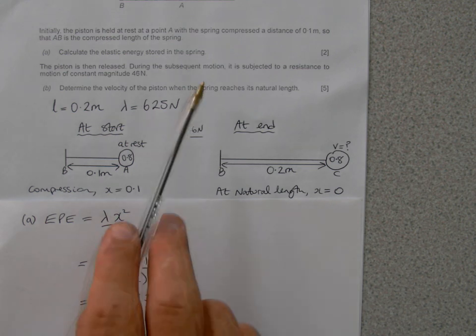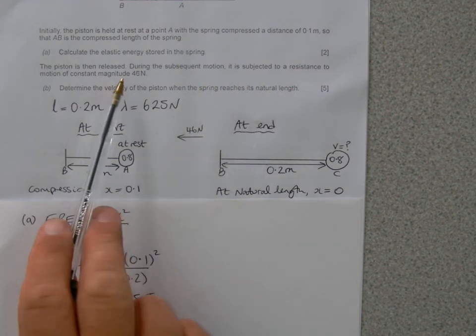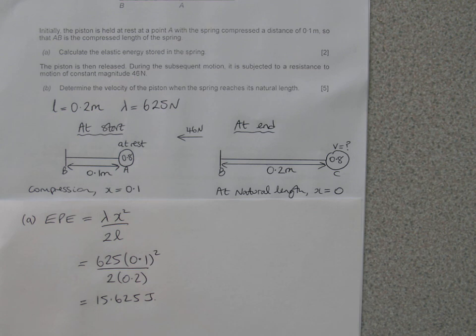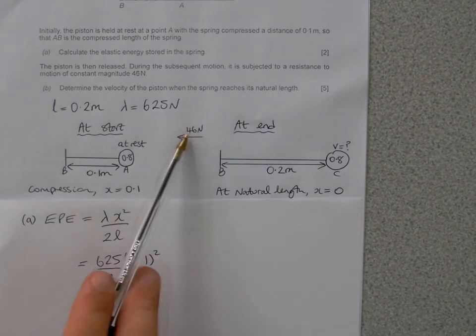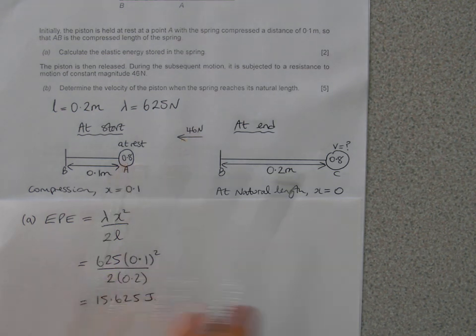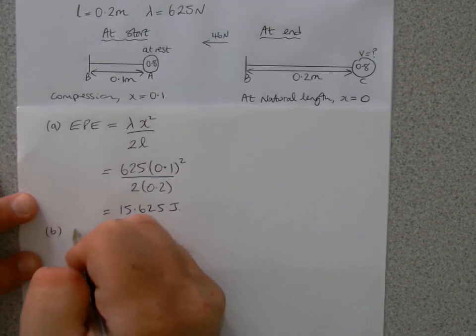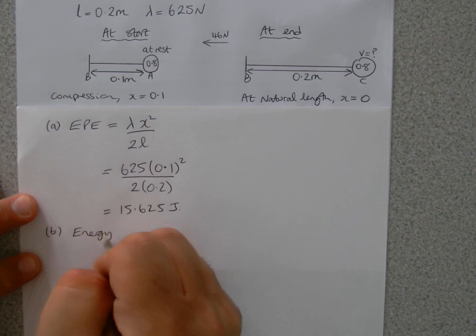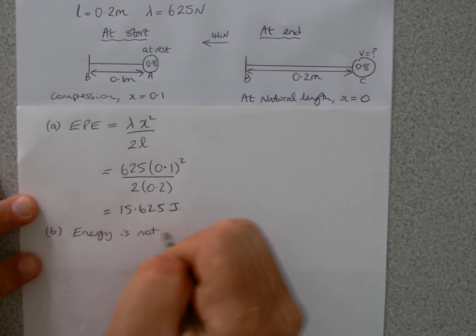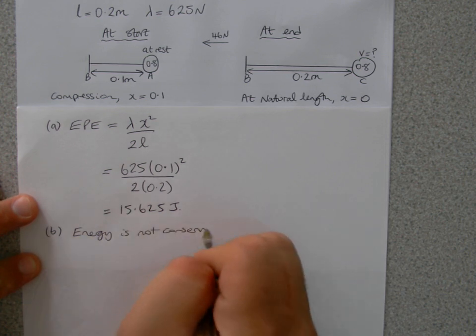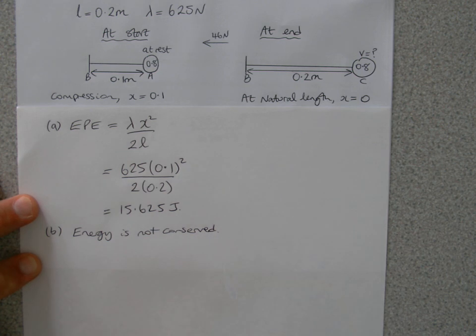However now, we've also got a resistance to motion of magnitude 46 newtons, so I put that force in there, so as it travels from A to C, that distance of 0.1 meters, it's got a resistance there. That means we simply say that the energy is not conserved, there's been a loss in energy. It's important to note that.